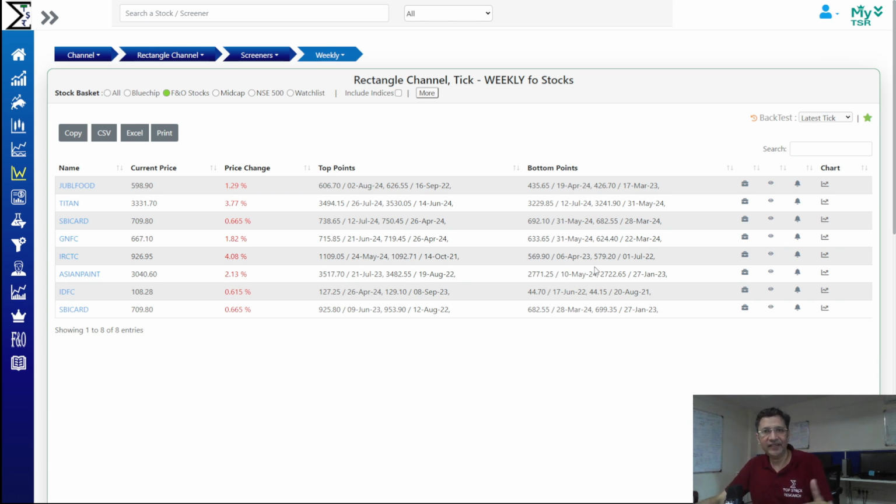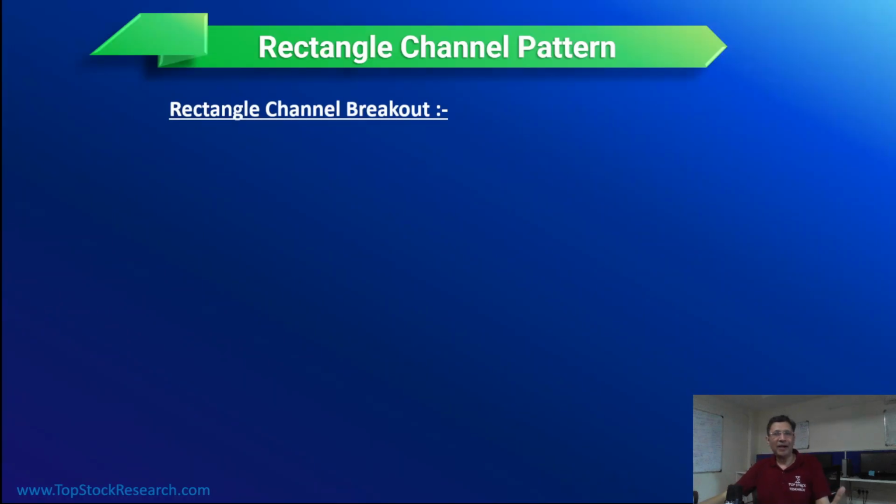Okay, so the idea is to use this as a first filter, and then always apply other learnings from the other videos so that you can get the best profitable trade out of this system, right? The best use of the rectangle pattern, one is using support and resistance, which we have seen. The second one is breakout.